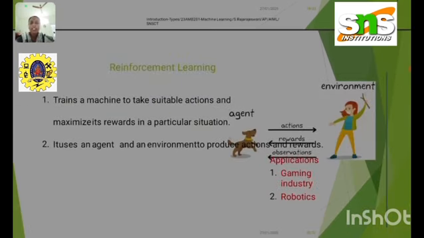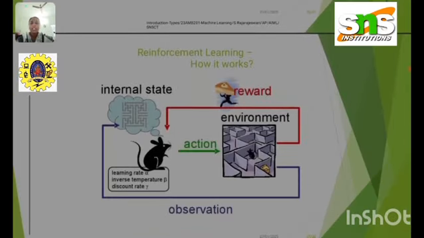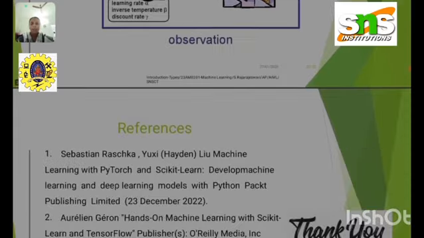The next one is reinforcement learning, which is mainly used to train a machine to take a suitable action and maximize its rewards in a particular situation. It uses an agent and an environment to produce actions and rewards. So these are the applications in the gaming industry and robotics. How it works is internal state, reward, environment, action. So these are the main observations of reinforcement learning.